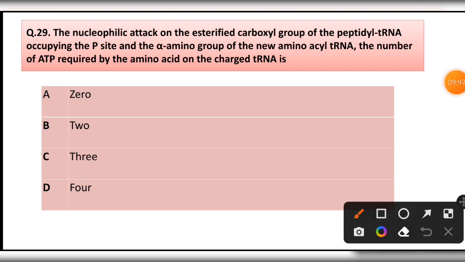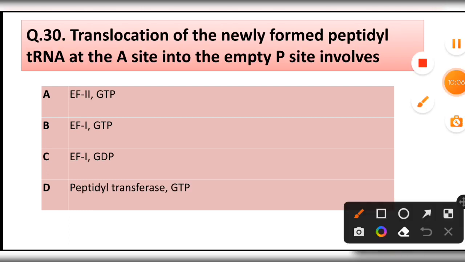29. The nucleophilic attack on the esterified carboxyl group of the peptidyl tRNA occupying the P site and the alpha amino group of the new amino acid tRNA. The number of ATP required by the amino acid on the charged tRNA is. Answer is option A, 0. Question number 30. Translocation of the newly formed peptidyl tRNA at the A site into the P site involves. Correct answer is option A, elongation factor 2 and GTP.